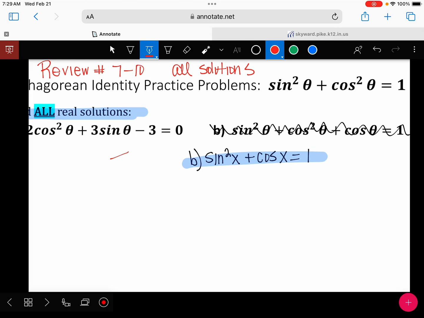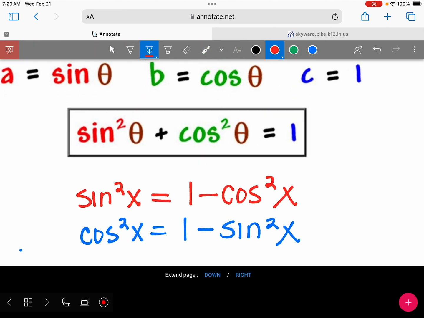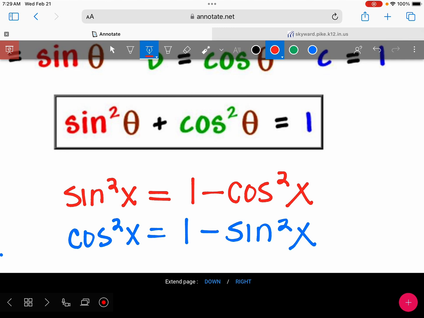So I'm going to write that out again too. This is the Pythagorean identity right here. And if you want to, you could take a picture of this, because I have rearranged it 2 different ways. And that's really important here. You should know that if you have sine squared plus cosine squared equals 1, that can also be written as sine squared equals 1 minus cosine squared, and cosine squared equals 1 minus sine squared.